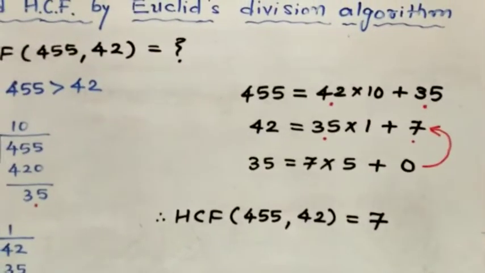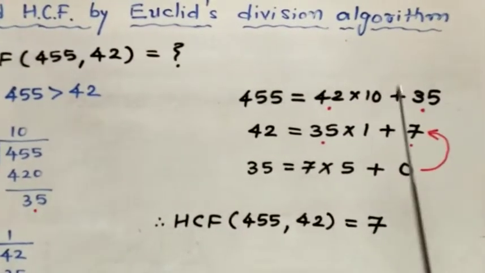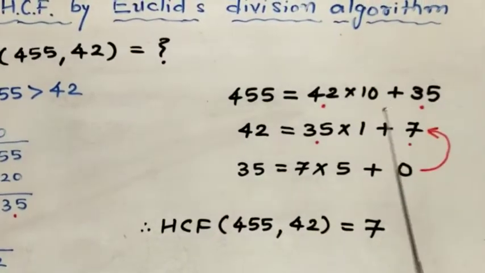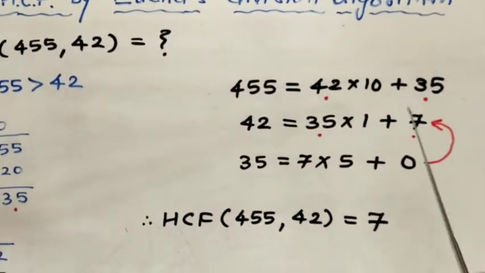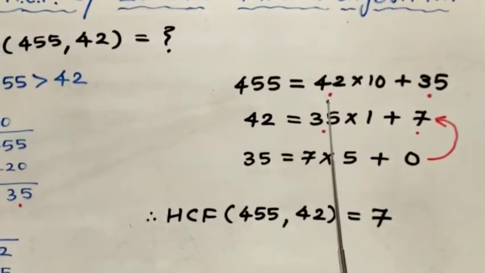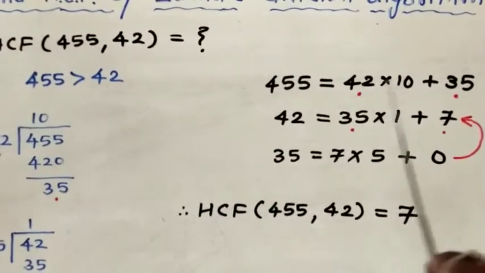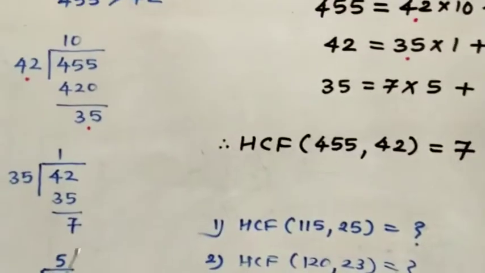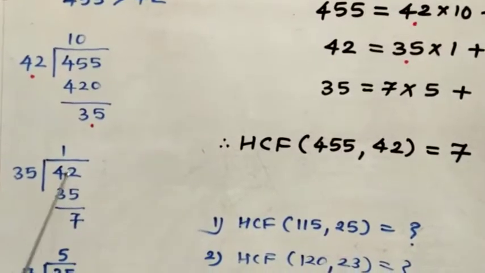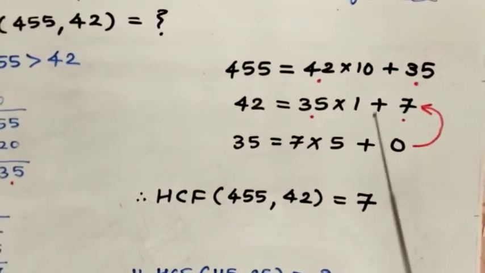Now with this method, we will find HCF using Euclid's division. So you see that 42 is now divided by 35. Every time the remainder becomes the divisor. Here I will explain this. 42 divided by 35: 35 times 1 is 35, remainder 7. Now we can write 42 is equal to 35 into 1 plus 7.